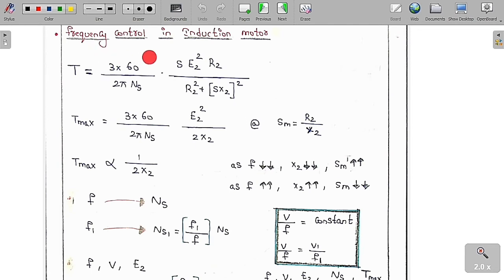So now we will discuss one more important concept, which is called frequency control in induction motor. So what is frequency control in induction motor? That we are going to study in a very detailed manner. Frequency control in induction motor.